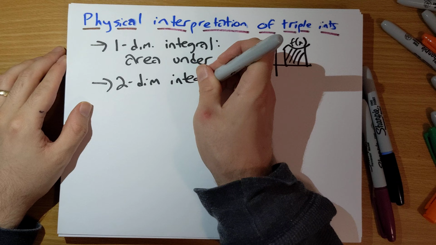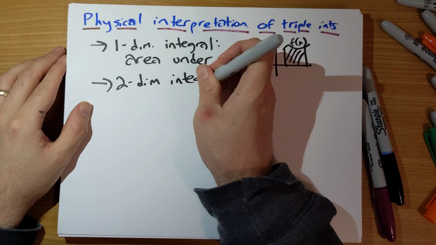Before we get too much further into our discussion of triple integrals, I want to take a moment to talk about physical interpretation. What do triple integrals mean? The point that I want to make is that if we have a one-dimensional integral, this is like area under a curve, right? So if this is f of x, and we integrate f of x from a to b, we're finding area.